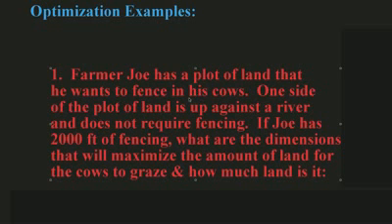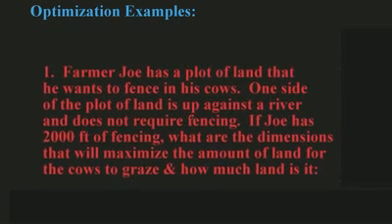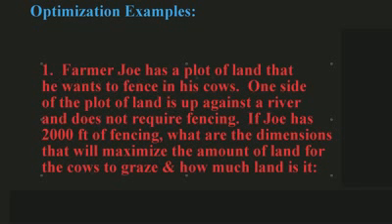So here's the problem. Farmer Joe has a plot of land that he wants his cows to graze upon. He wants to fence them in. One side of the plot of land is up against a river and doesn't need any fencing. He has 2,000 feet of fencing and he wants to know what the dimensions are that will maximize the amount of land for the cows to graze and just how much of his land is going to be taken up. All right?